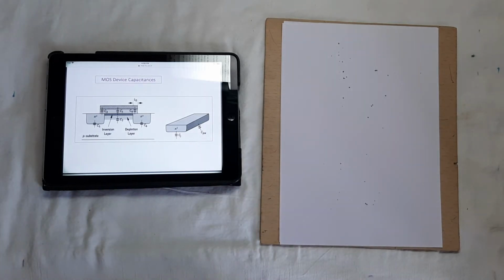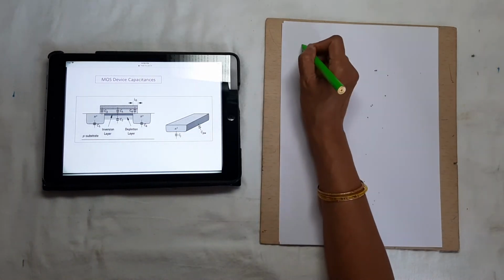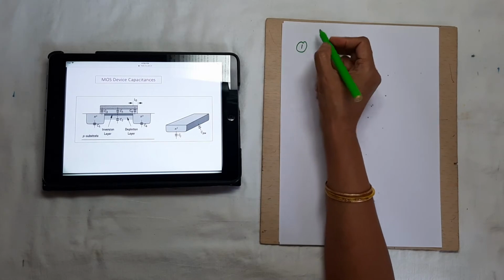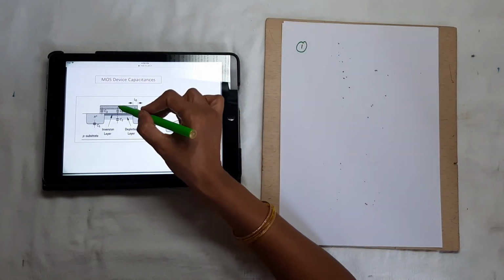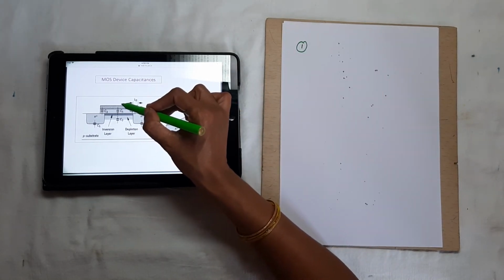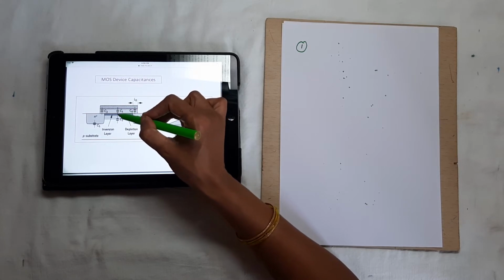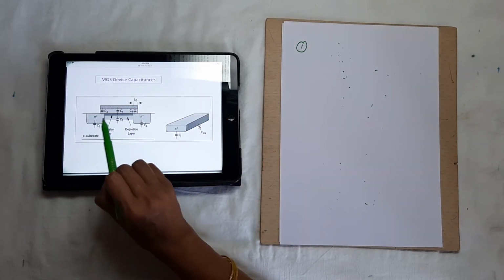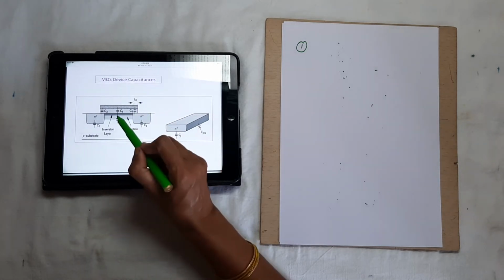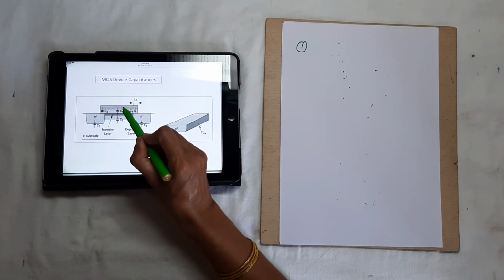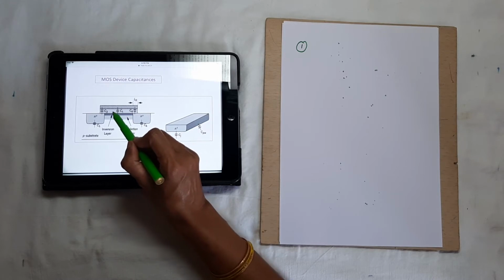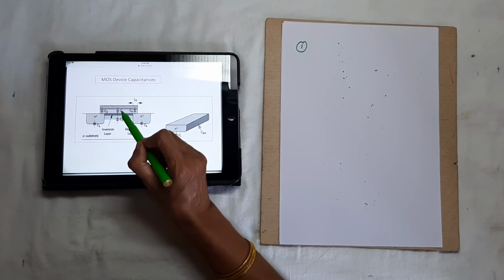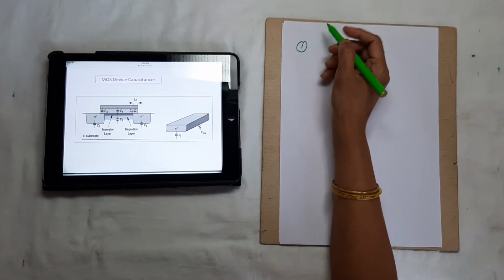We identify the different capacitances. The first capacitance is the oxide capacitance between the gate and the channel. When the MOS is conducting, the channel is formed between the source and the drain. This is a conducting layer. Polysilicon gate is a conducting layer. In between we have the silicon dioxide. Therefore C1 represents the oxide capacitance.